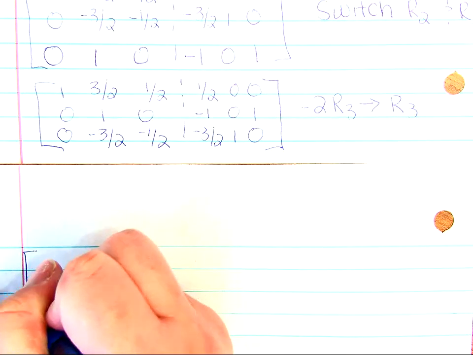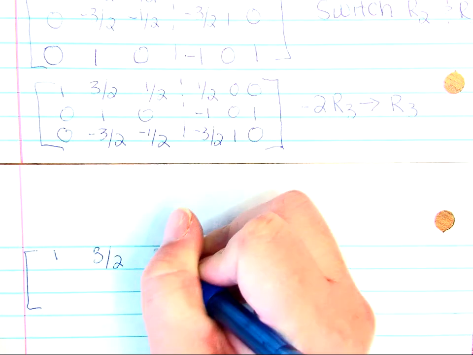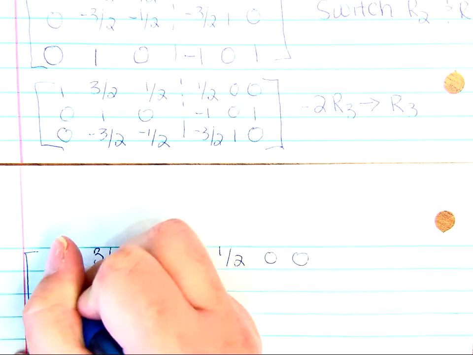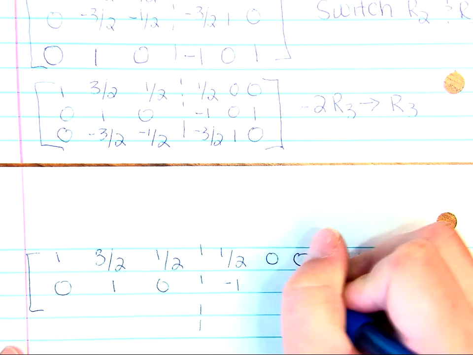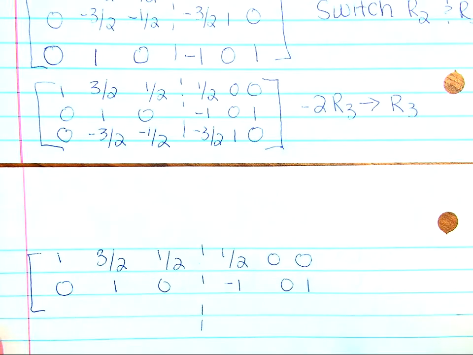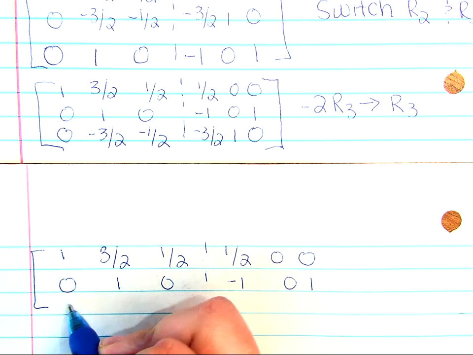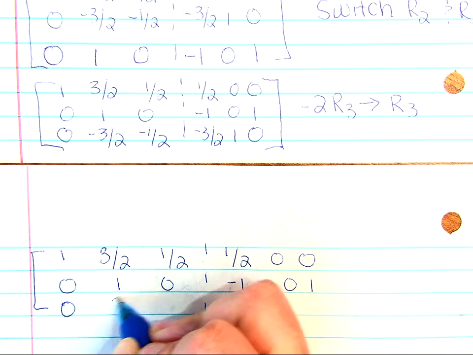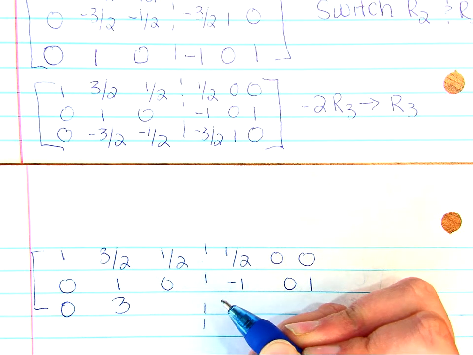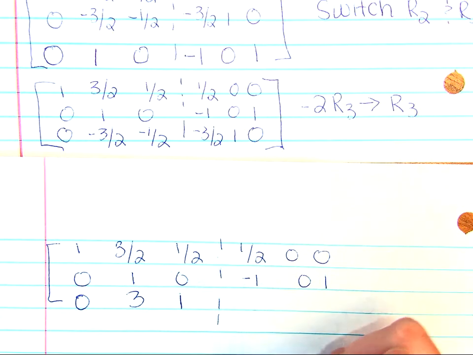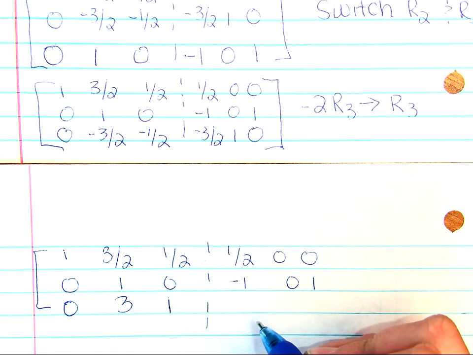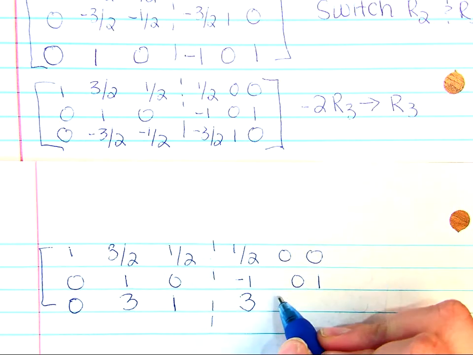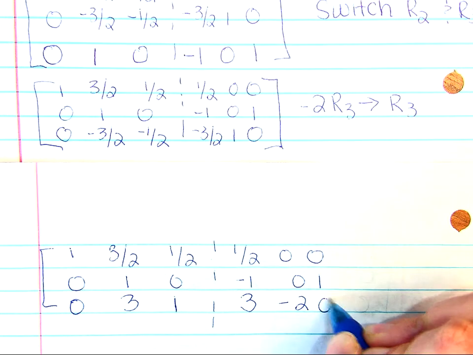So my row 1 is 1, 3 halves, 1 half, 1 half, 0, 0. Then we've got 0, 1, 0, -1, 0, 1. And this is the row that I'm going to multiply by -2. So 0 times -2, still 0. -3 halves times a -2 is 3. -1 half times a -2 is 1, which is what I want there. And then -3 halves times -2 is 3. Okay, -1 times -2 is -2, and 0 times -2 is still 0.